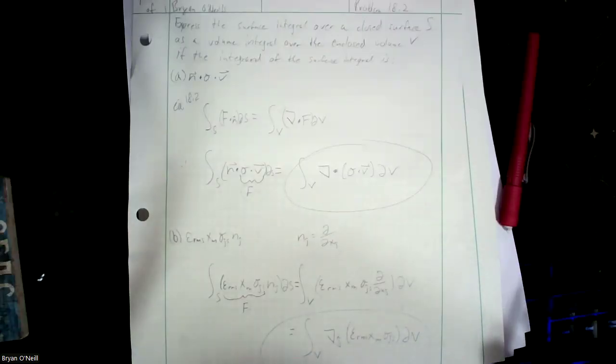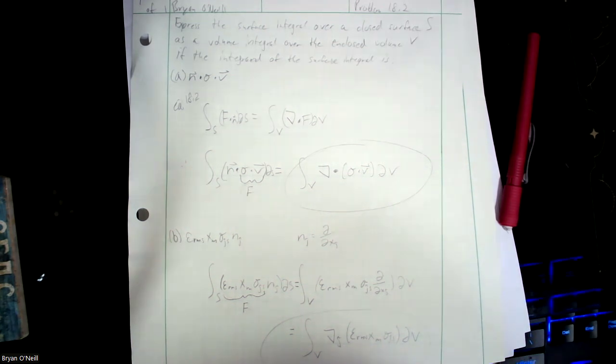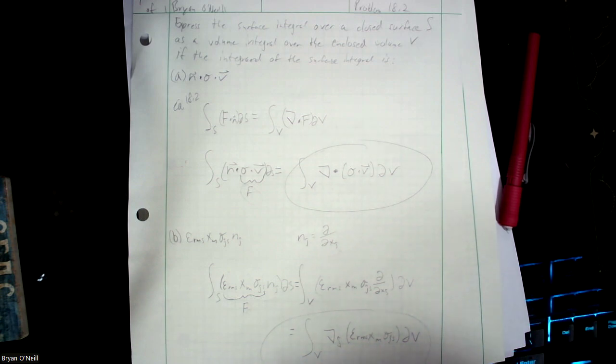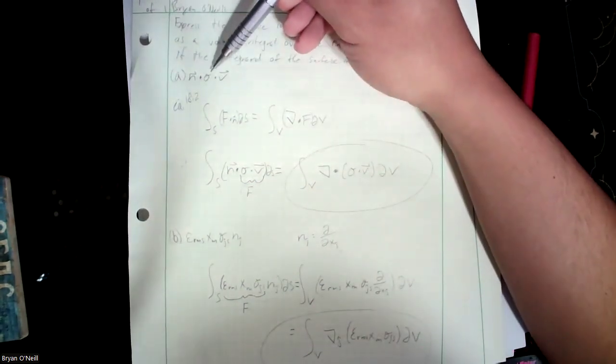Okay, hello everybody. This is Brian again, and I'm going to take a crack at problem 18.2. So 18.2 says express the surface integral over a closed surface S as a volume integral over the enclosed volume V if the integrand of the surface integral is vector n dot the stress tensor dot vector v.